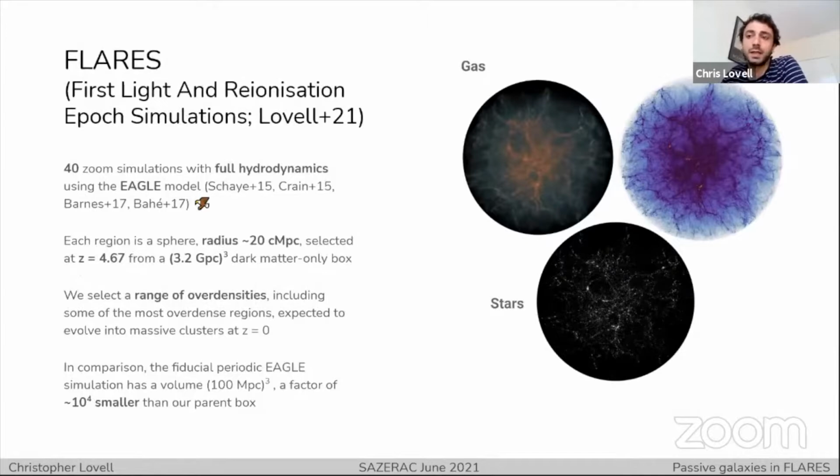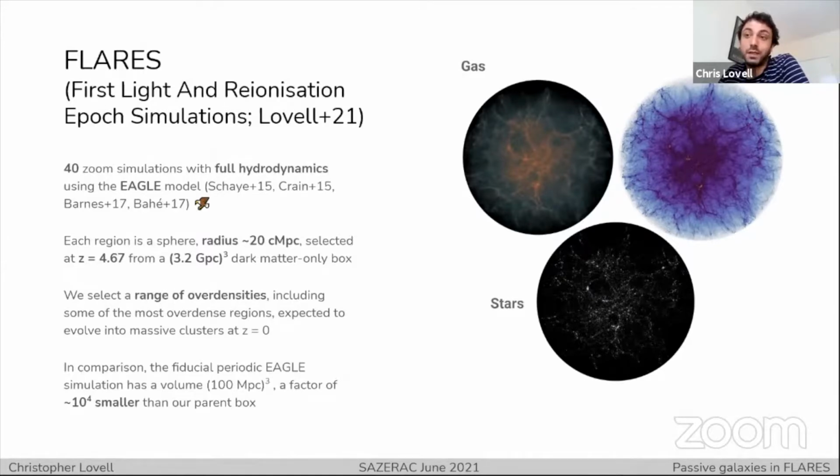So as Will's already explained, FLARES is a series of 40 zoom simulations using the EAGLE code. This is full hydrodynamics. Each one of these is a sphere of radius 20 comoving megaparsecs, all selected from this large 3.2 gigaparsec cubed dark matter only box. And we select a range of overdensities. So we've got these very overdense protocluster regions, which typically will evolve into clusters in the present day. So they're very overdense even at high redshifts. And it's in these environments that we perhaps expect to see more massive galaxies and perhaps more passive galaxies as well.